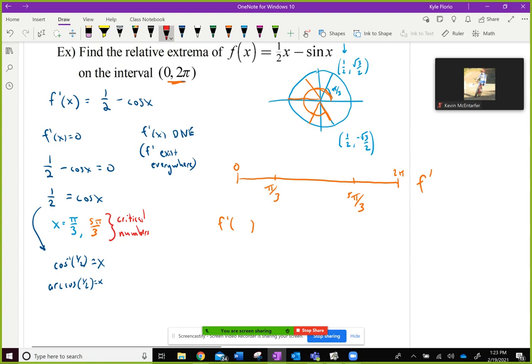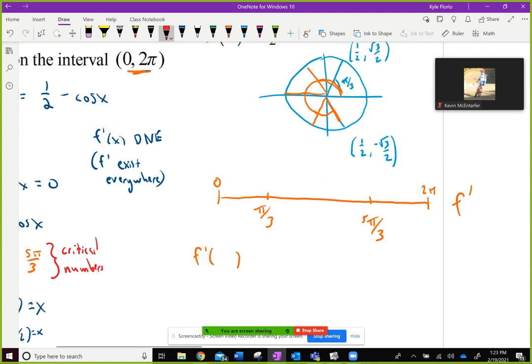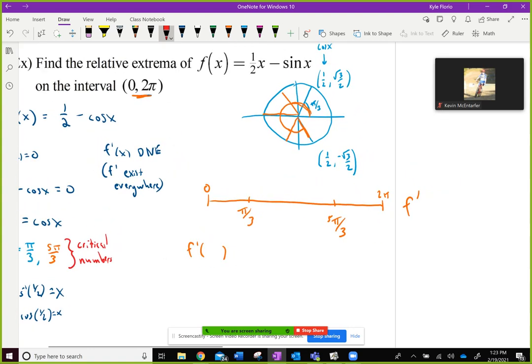So I would say we have two fair options to go with. There's a bunch of numbers that are bigger than 0 and less than pi over 3, but we can either use pi over 2 or pi over 6, and I'm going to use pi over 6. All right, so pi over 6 is right over here.